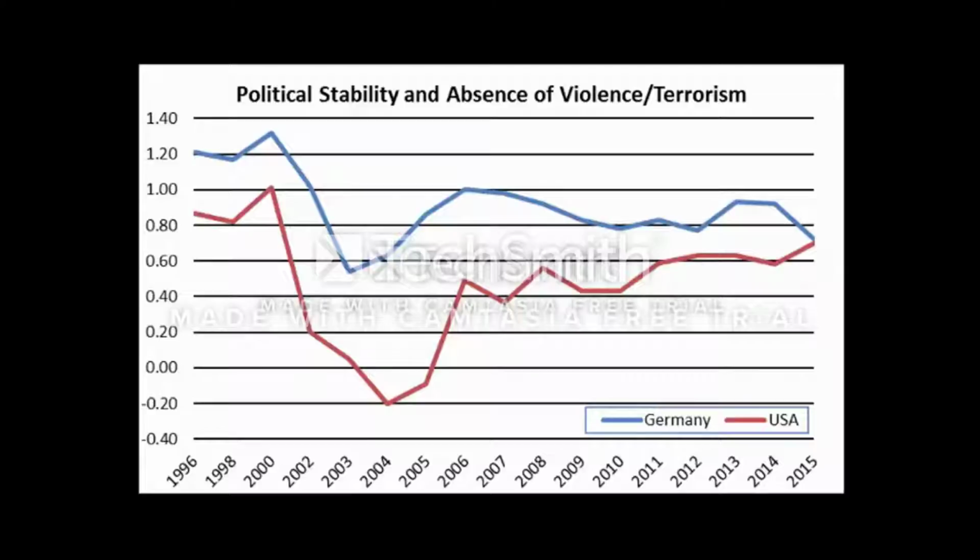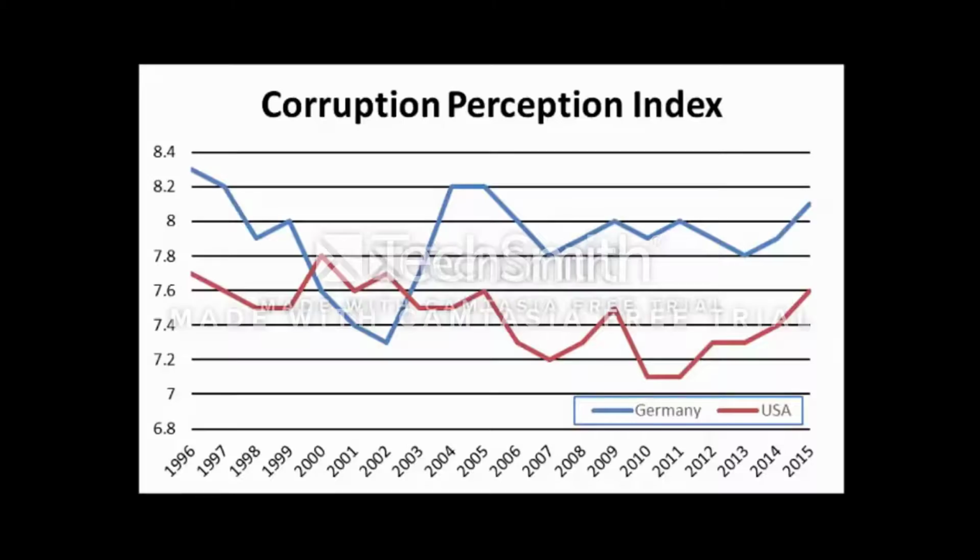Historically, Germany has been politically stable with the exception of the period between 2000 and 2004. This decrease resulted from the 2001 terrorist attacks that influenced the entire world. The decrease was especially drastic in the United States, as the attacks led to the Iraq War. Overall, Germany had less corruption than the United States.